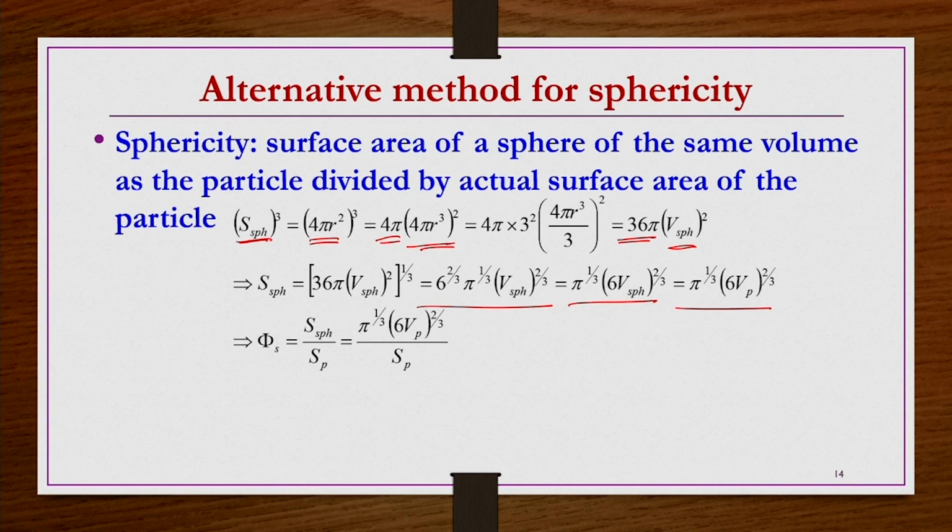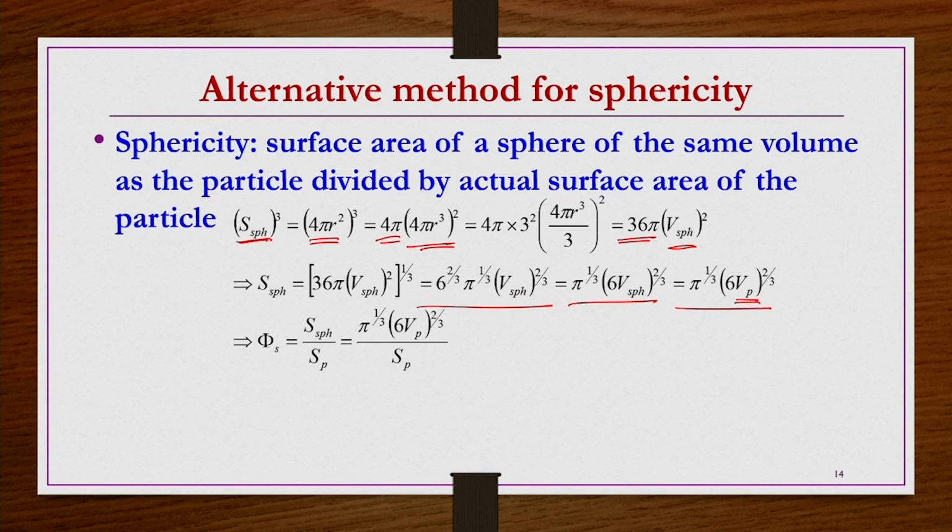Now, what we have in these definitions, the nominal diameter, is that the volume of the particle should be the same as that of a spherical particle of size dp. Or you should select a spherical particle whose size is dp, but its volume is the same as the particle volume. So, the spherical volume V spherical should be equal to Vp, that is the particle volume.